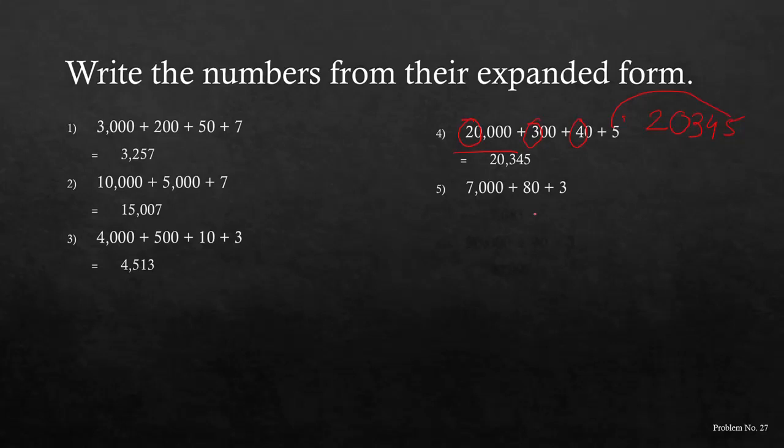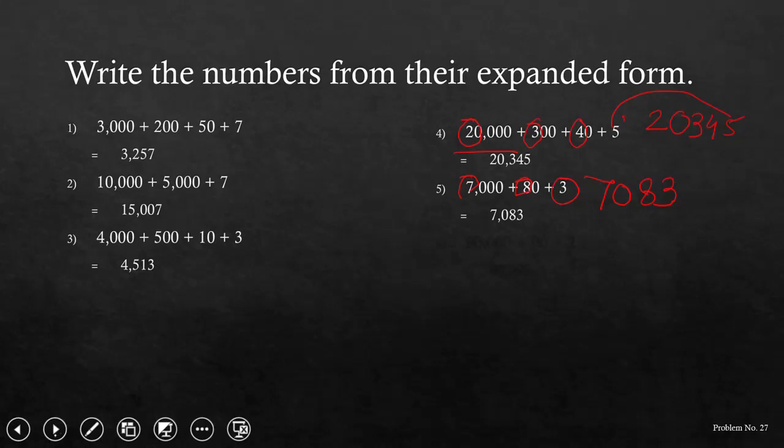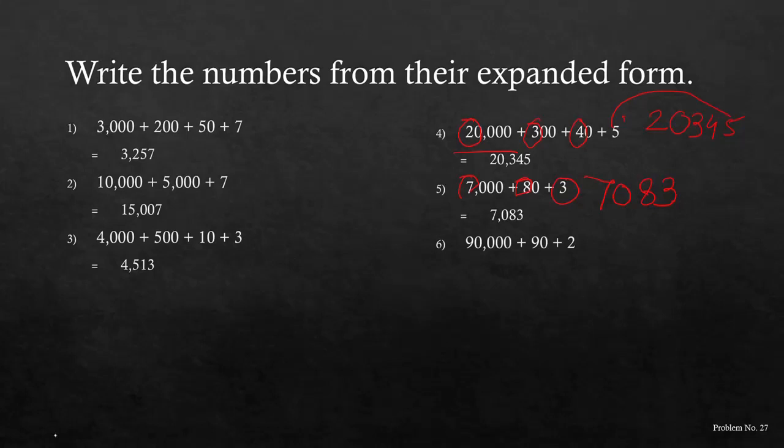7,000 plus 80 plus 3. Now the biggest place value is 7,000. So the number will be having 4 digits. So we will write this 7 at thousands place. Now there is no digit to be placed at hundreds place. So we will write 0. Then this 80 at tens place, that is 8 for tens place, and this 3 at units place. So we have 7083, that is 7,083. Now the next number is 90,000 plus 90 plus 2.